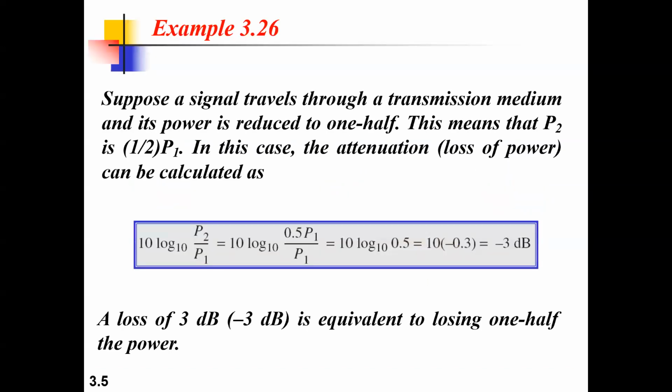The example here says suppose a signal travels through a transmission medium and its power is reduced to 1/2. This means that P2 is half of P1. In this case, the attenuation, that is loss of power, can be calculated with the formula 10 log base 10 of P2 over P1, where P1 is the initial power at the source point.